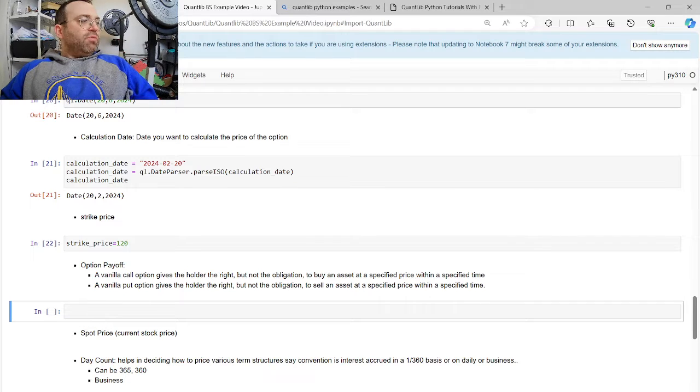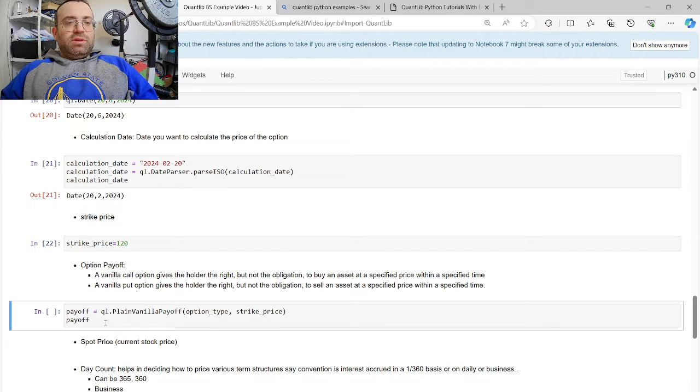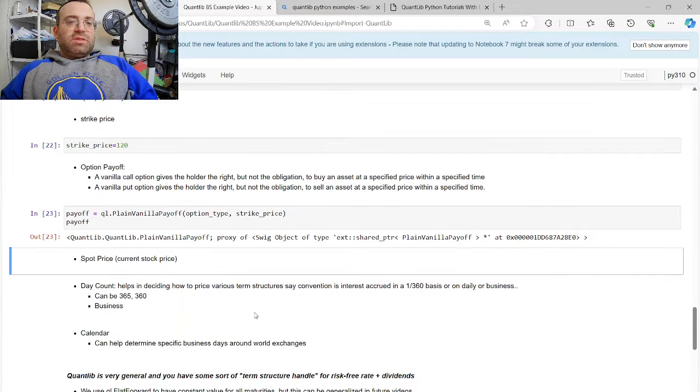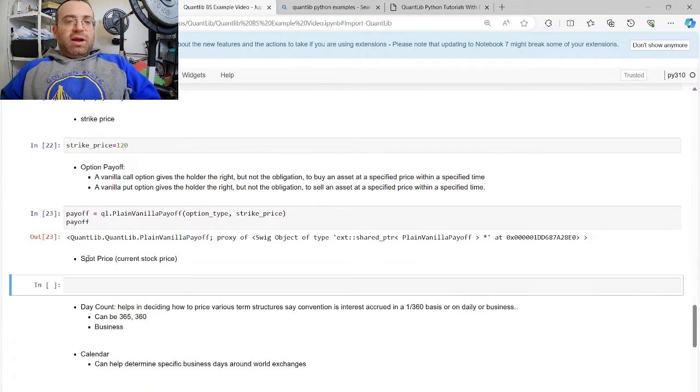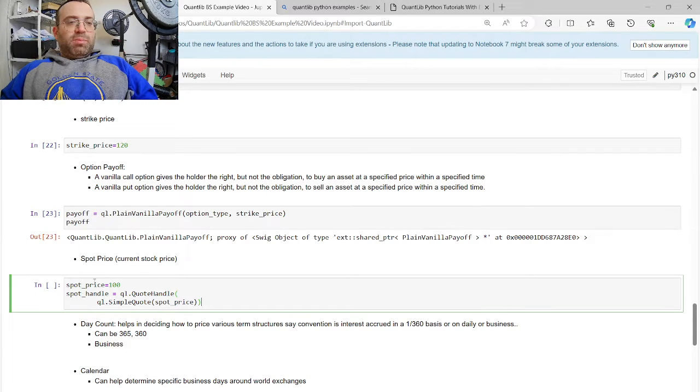The payoff, we said we wanted vanilla payoff. So we'll do payoff equals QL.PlainVanillaPayoff. Option type, that was the call, and the strike price. So this gives us the payoff function. Spot price is just the current stock price. So you could write spot price equals 100.